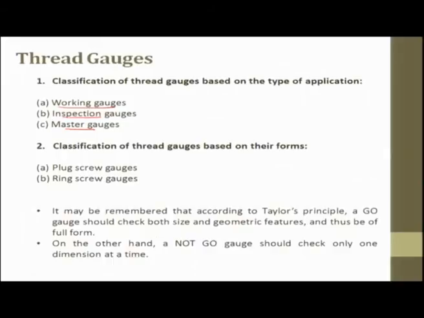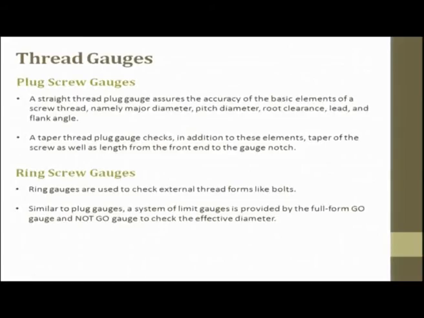These gauges follow Taylor's principle for go gauge and no go gauge. A go gauge should check both sides and the geometric features and thus must be in full form. A no go gauge should check only one dimension at a time and it will be short. That is how, by looking at the go gauge and no go gauge, you can figure it out. Based on form, it can be plug type and ring type. Plug type means if there is a nut, it is plug type; for both, plug and ring can be used.